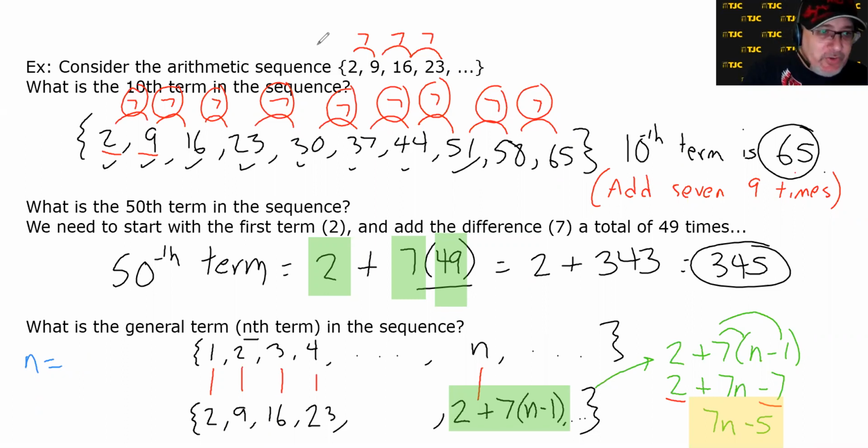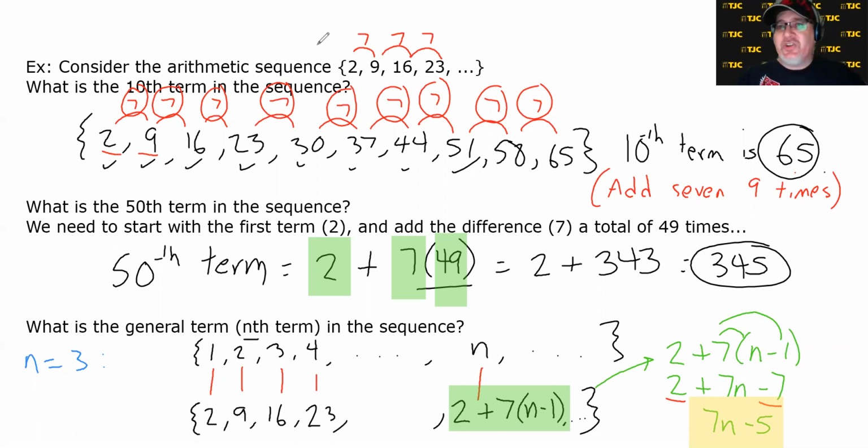What if n equals 2? Then we would have 7 times 2 minus 5. That's 14 minus 5, which is 9, so that would be correct. Now we could check all of them, but I promise you it's the correct term. We'll just take the third one. We get 7 times 3 minus 5. That's 21 minus 5, which is 16.